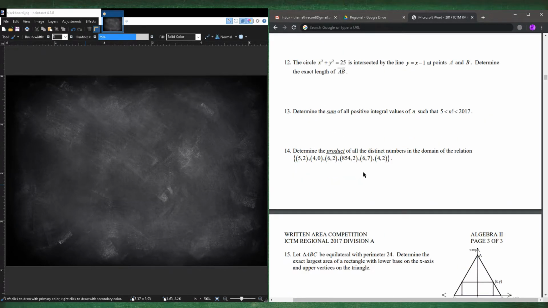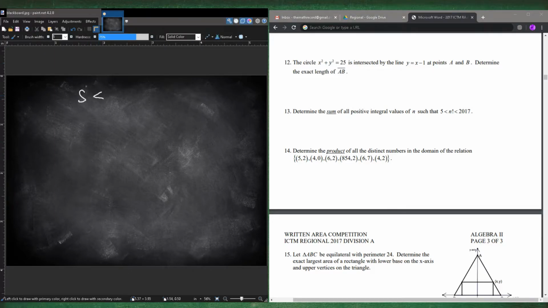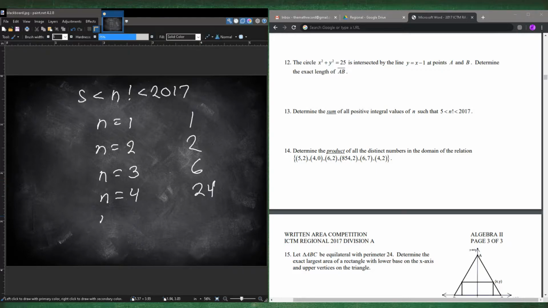Number 13: the sum of all positive integral values of n such that 5 is less than n factorial is less than 2017. I recommend that you probably use a calculator for this one, but I'll show you what you need to do. It's not that it's hard or anything, it just saves time. So if n is equal to 1, 1 factorial is 1. If n is equal to 2, 2 factorial is 2. If n is equal to 3, 3 factorial is 6. If n equals 4, 4 factorial is 24. If n equals 5, 5 factorial is 120.